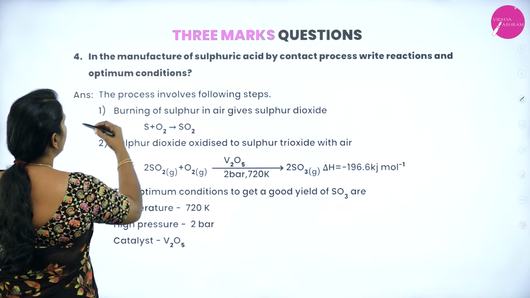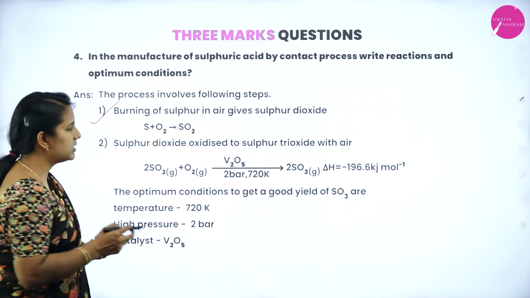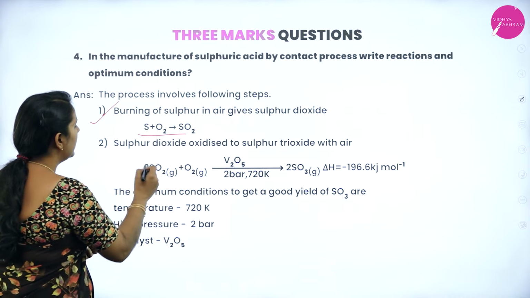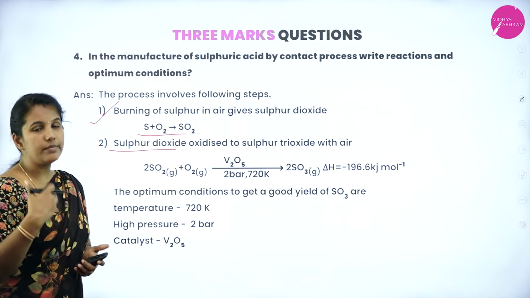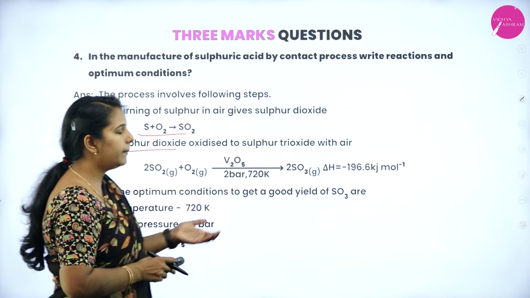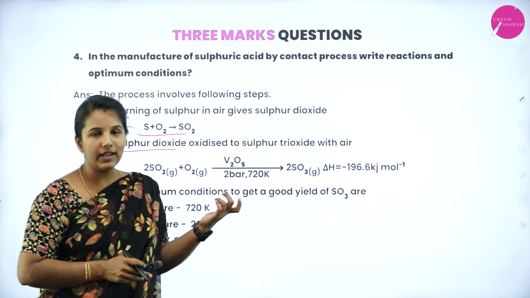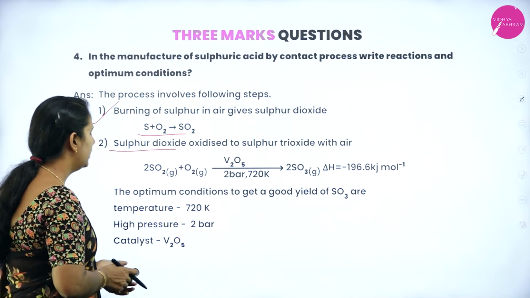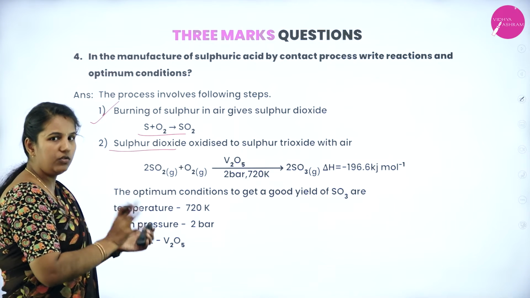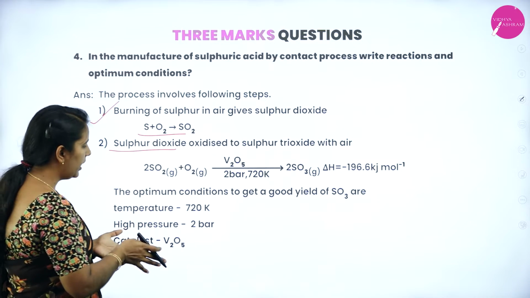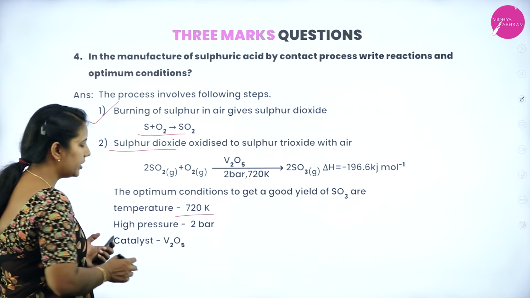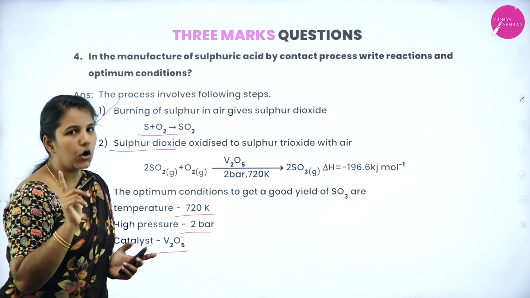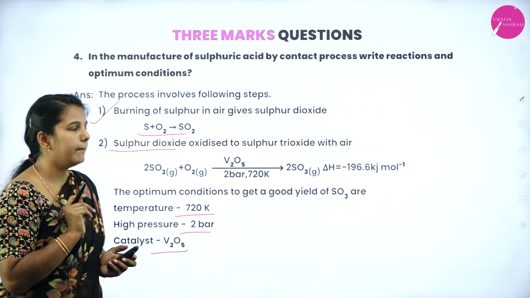So the first step is burning of sulfur with the air to form sulfur dioxide. So we will take the sulfur which is allowed to react with oxygen to form sulfur dioxide. The sulfur dioxide is further oxidized in presence of vanadium pentoxide as a catalyst, at a pressure around 2 bar and a temperature around 720 Kelvin, and sulfur dioxide is converted into sulfur trioxide. So the optimum conditions which we have to maintain for this reaction are temperature around 720 Kelvin, pressure around 2 bar, and the catalyst is vanadium pentoxide. Okay, it's vanadium pentoxide.